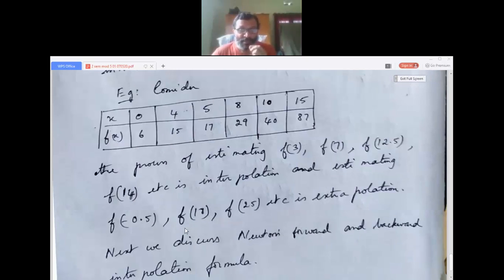Now, in the next session, that is tomorrow, it is easy. All of you tell your friends to attend the session. This module is a scoring module, numerical methods. Next, we discuss Newton's forward and backward interpolation formula in the next session. Tomorrow, I will discuss Newton's forward and backward interpolation formula.